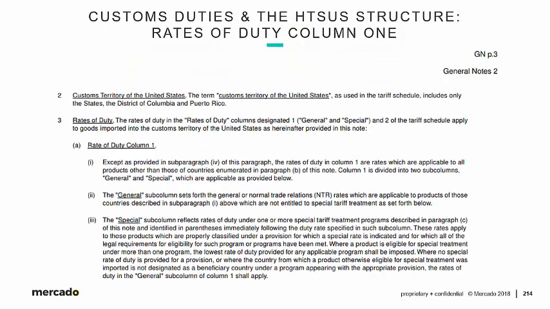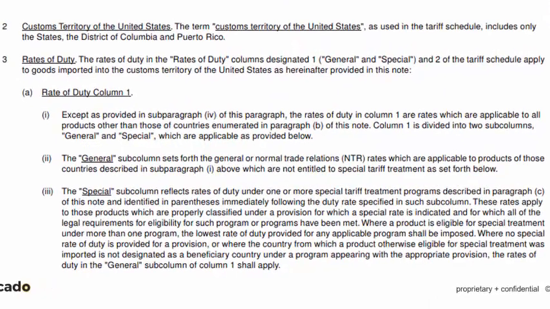To go over a couple of other key points as it relates to the assessment of duties and the HTSUS structure, in the general notes on page 3, we find rates of duty for column 1. We saw this before. We're going to hit it again. We can go right down to 3A, rates of duty, column 1. Except as provided in subparagraph 4 of this paragraph, the rates of duty in column 1 are rates which are applicable to all products other than those of countries enumerated in paragraph B of this note.